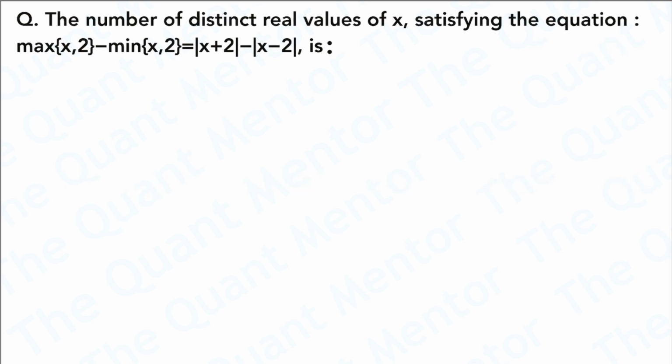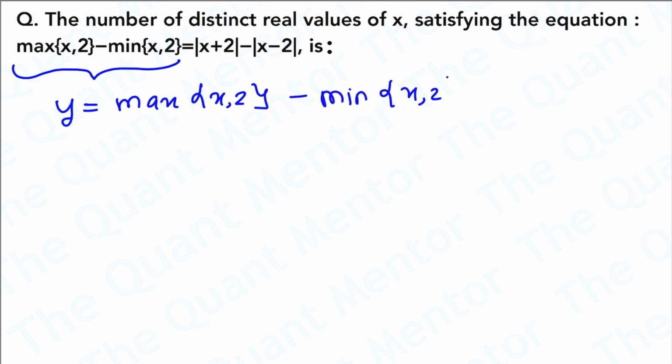Okay, a tough one to crack, a really good question, a beautiful question. So, the number of distinct real values of x satisfying the equation max of x comma 2 minus min of x comma 2 is equal to mod of x plus 2 minus mod of x minus 2. First things first, let's treat the left hand side as a function. That is, y is equal to max of x comma 2 minus minimum of x comma 2. We'll first try to plot the graph of this particular function.